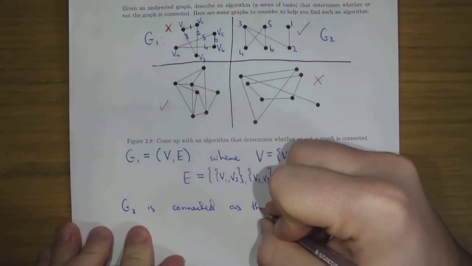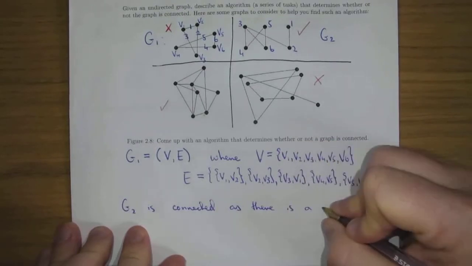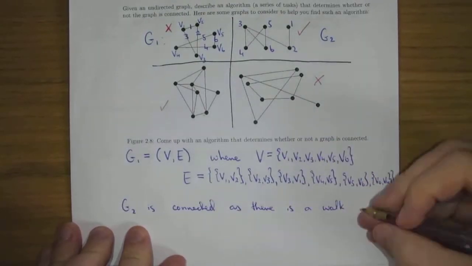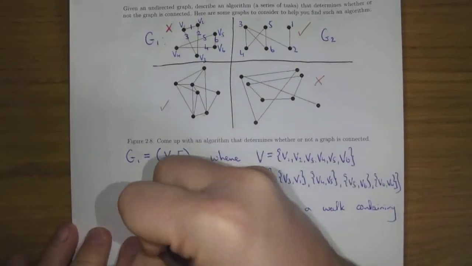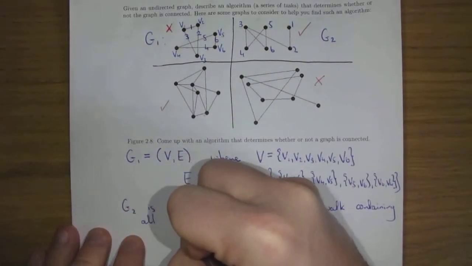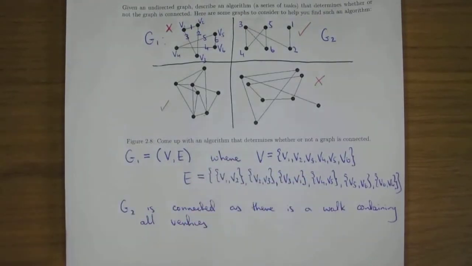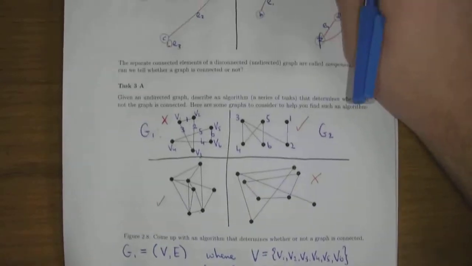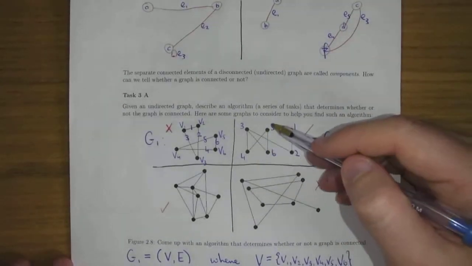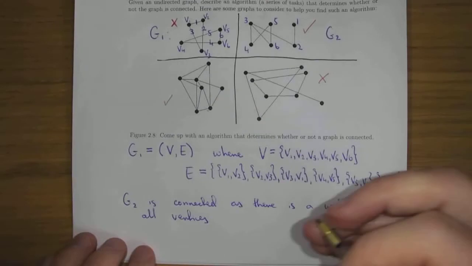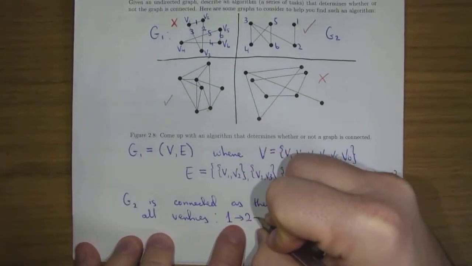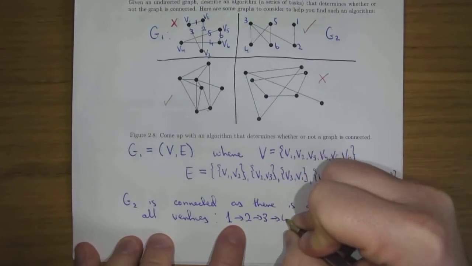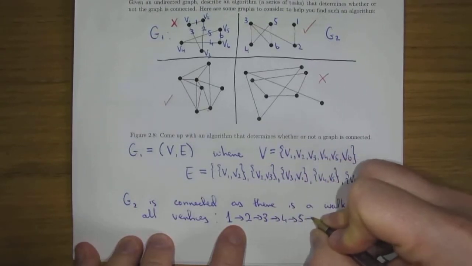as there is a walk containing all vertices. And the question is, why does this mean that it's connected? Well, we'll answer that in a second. So you can walk from 1 to 2 to 3 to 4 to 5 to 6. So that's a walk containing all vertices, or all nodes.